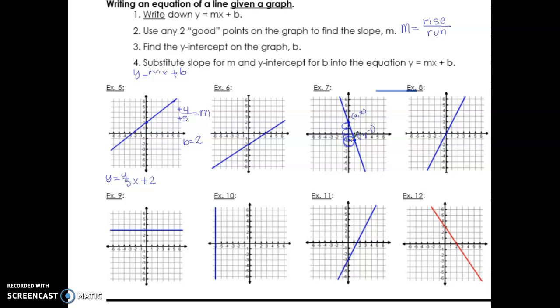1, 2, 3, rise is 3, but we went down, which is a negative movement. So negative 3 over 1, which equals negative 3. So my slope is negative 3, and my b is this point right here. Again, it's 2. So we have our m, we have our b, and we can replace those values in our equation, which gives us the final answer of y is equal to -3x plus 2.